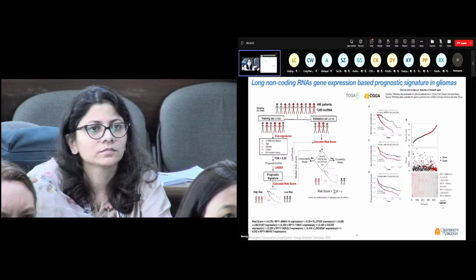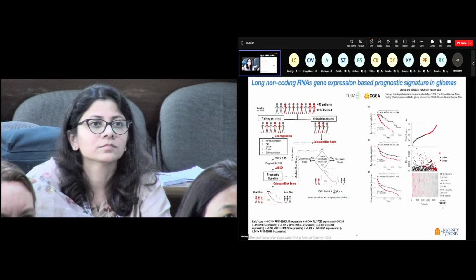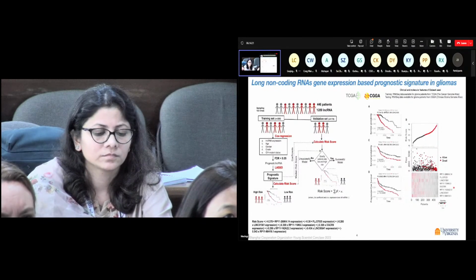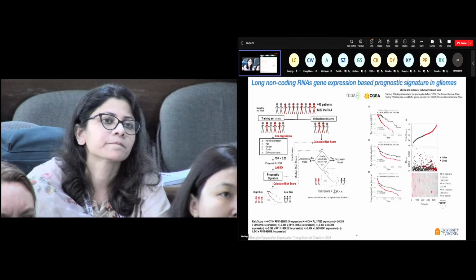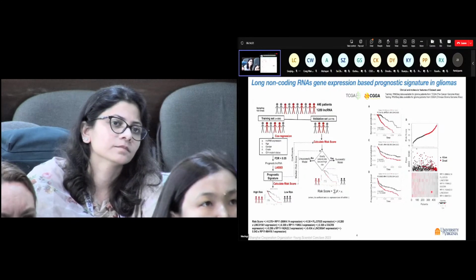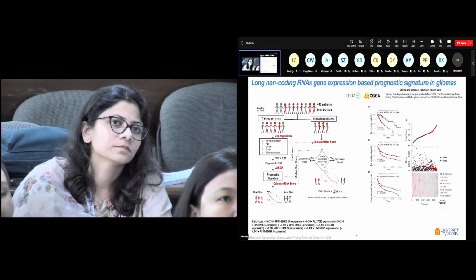And when the patients were ranked from low risk to high risk, we could see that there are more number of patients with death status, and also the low expression of lncRNA in these patients suggests that these long non-coding RNA are associated with poor survival of the patient. The low expression of lncRNA is associated with poor survival of the patient, so they are good prognostic biomarkers.